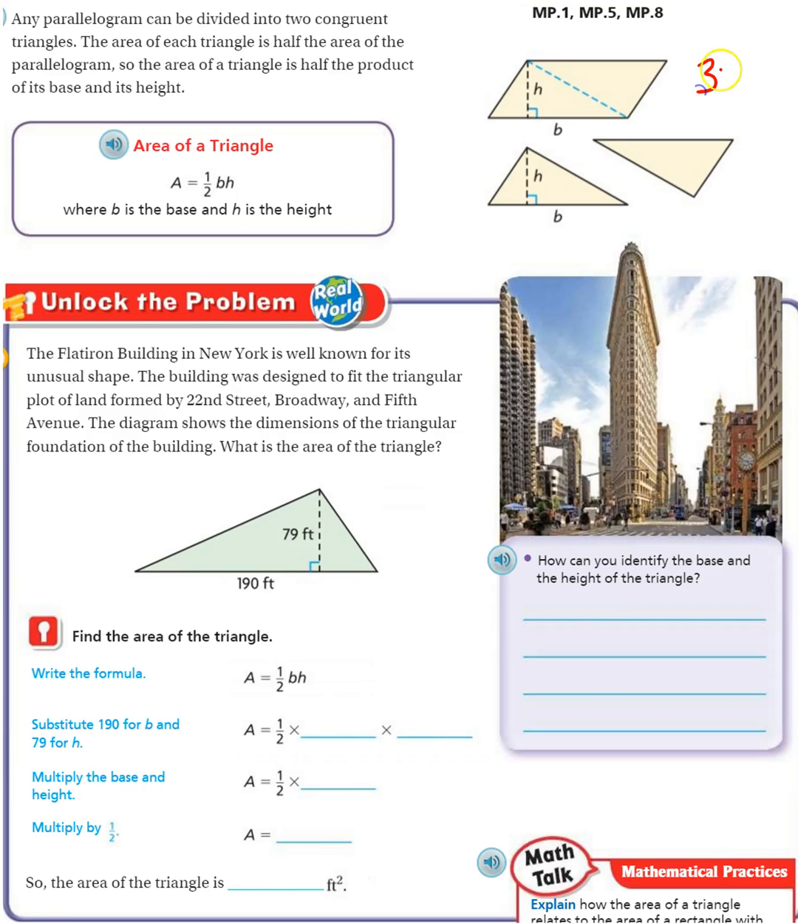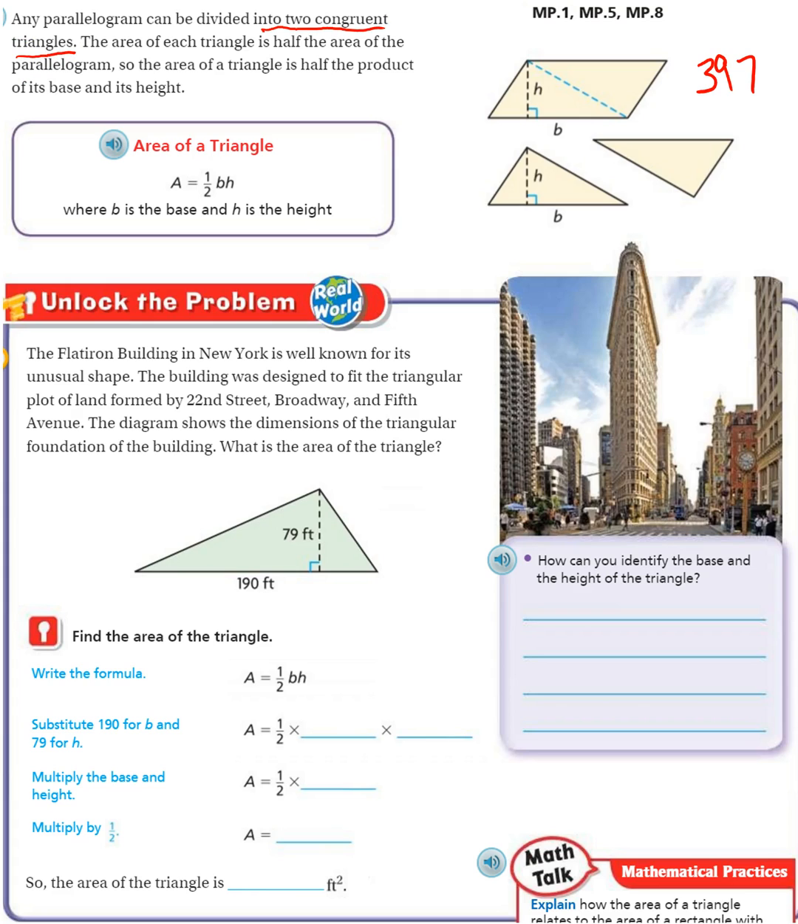All right, join me on page 397 of your Go Math textbook. You're going to need scratch paper to follow along. Let's go ahead and get to it. Any parallelogram can be divided into two congruent triangles. We learned that last Friday.